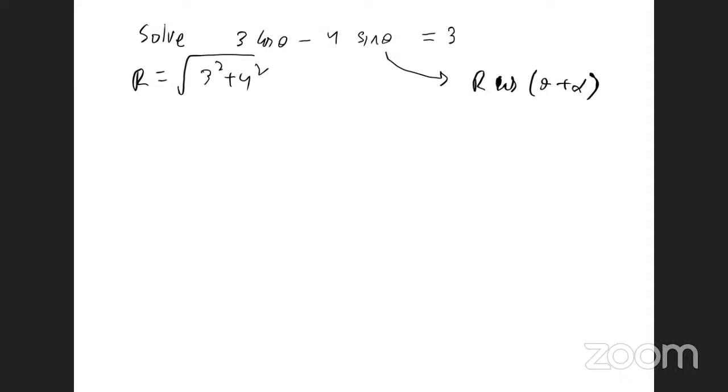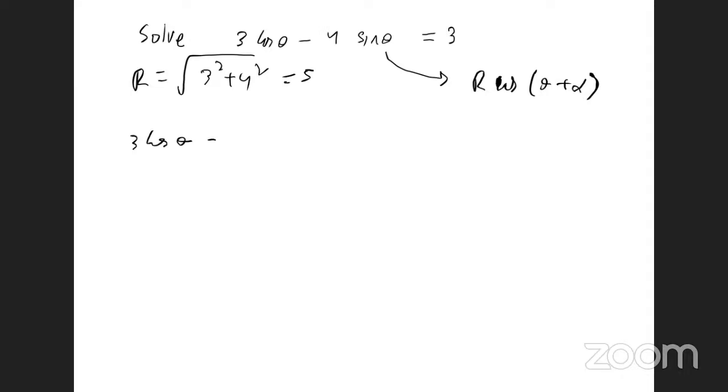Also, if you're using the R sine theta form to work it out, you'd have to write 3 squared plus minus 4 squared. Those little things you have to pay attention to. You'll get the same answer, but you have to do it that way. So that'll be 5, right? And then we want to get alpha. So let's just compare it quickly.